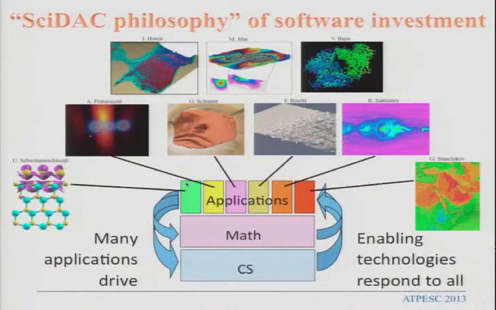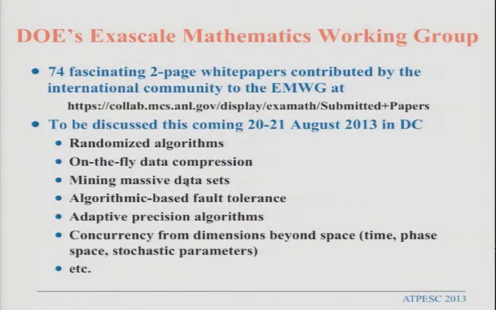There is a working group in DOE called the Exascale Mathematics Working Group. Recently, the community was invited to submit white papers, limited to just 2 pages, on proposed projects that could be carried out in an exascale math campaign. And they're all available to you. Since these slides are available, you can look up this URL, hosted actually at Argonne. And they will be discussed in about a month in DC.